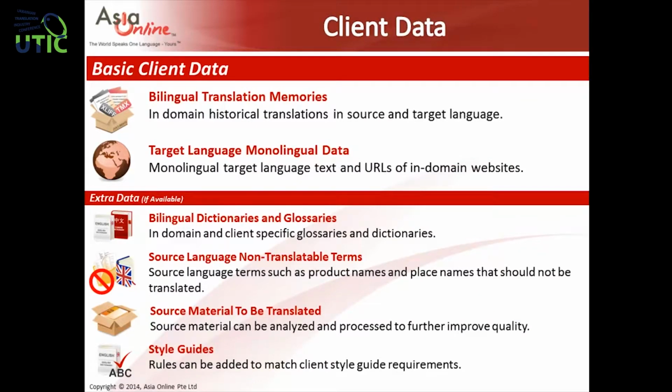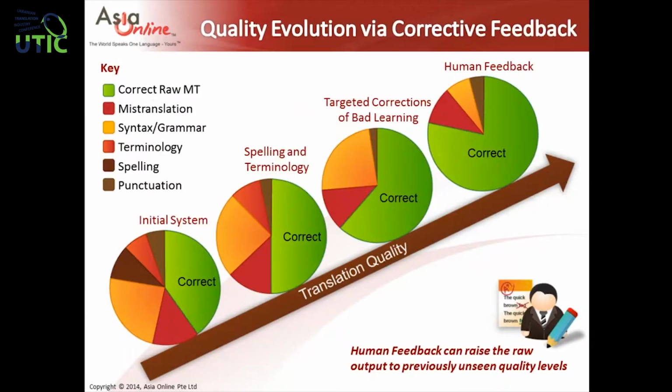There's the basic translation memory and target language monolingual data. This is the critical data that is necessary. If you have style guides, if you have other glossaries and dictionaries and lists of non-translatable terms, all these things add to the quality of the system.